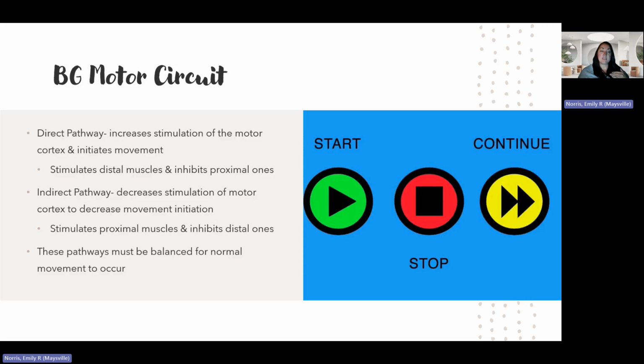These pathways have to be balanced for normal movement to occur. So if one is overactive and one is underactive, then it's going to inhibit certain movements and keep you from having normalized movement patterns.